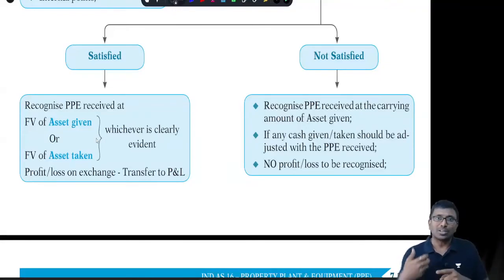Right, since you are removing one asset from your books and you are taking another asset, there may be some difference. That difference can be either profit or loss, which will be transferred to P&L.